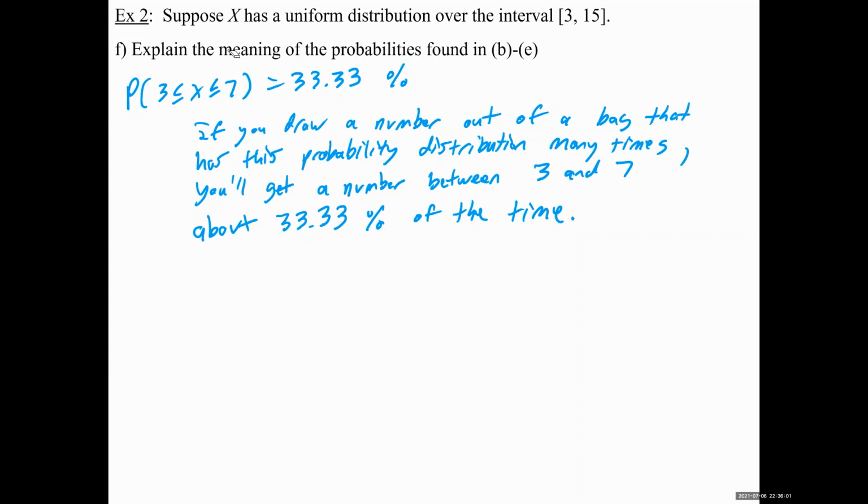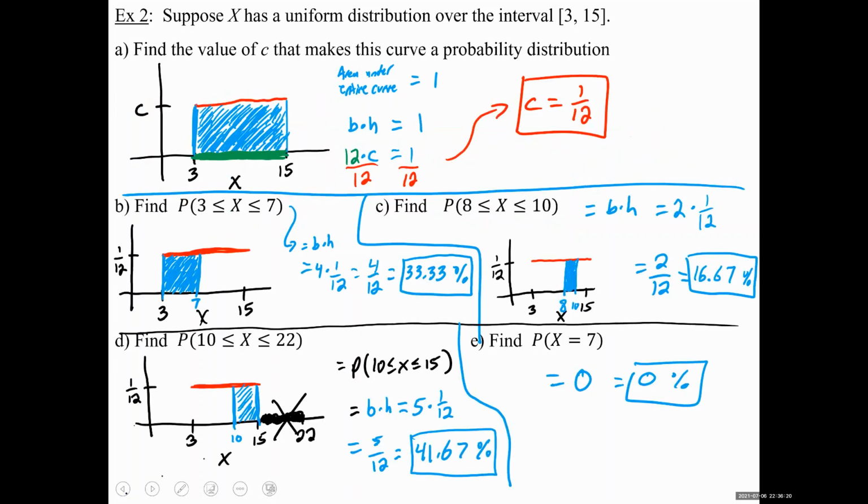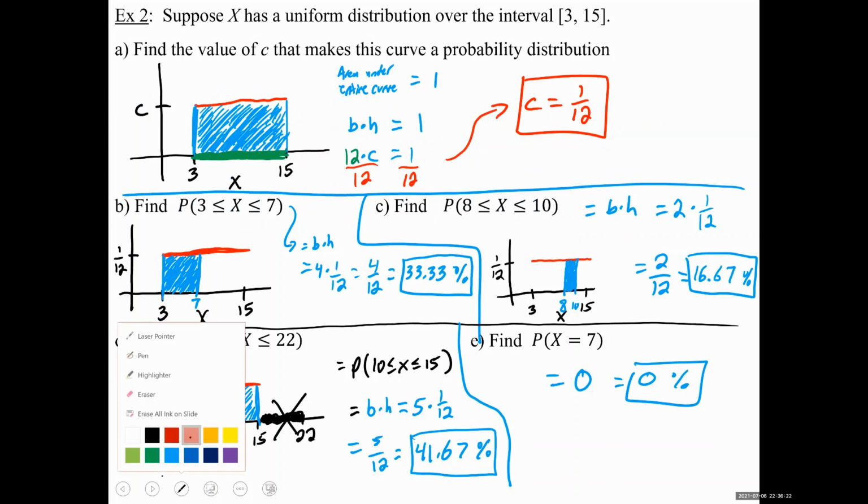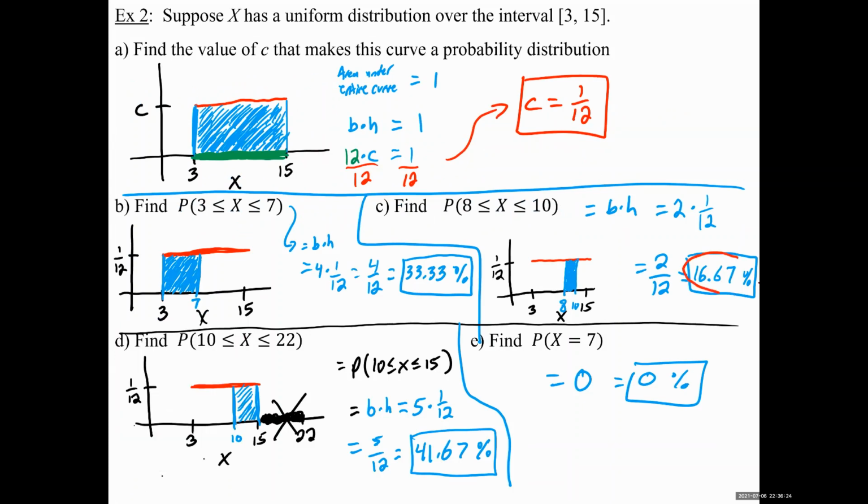All right, so now we'll look at the other ones, and I want you guys to help me explain the meaning. And again, you're going to say it very similarly. You're going to change this part to whatever the event is, and you change this to whatever the probability is in the question that we look at. All right, so let's go to this one. Someone explain the meaning of that 16.67% probability.